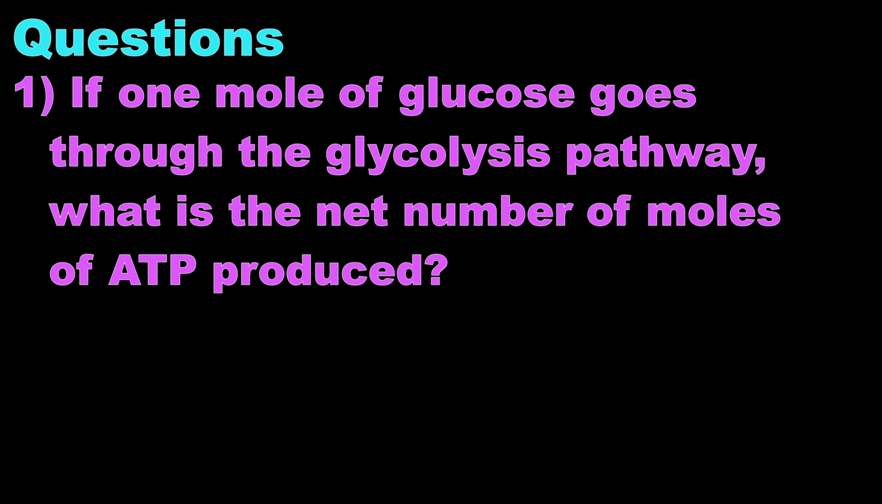I have 2 questions for you. Question 1. If 1 mole of glucose goes through the glycolysis pathway, what is the net number of moles of ATP produced? You saw 2 steps that converted ATP to ADP using energy, and you saw 2 steps that converted ADP to ATP producing energy. But energy is produced overall. You should get a positive number.